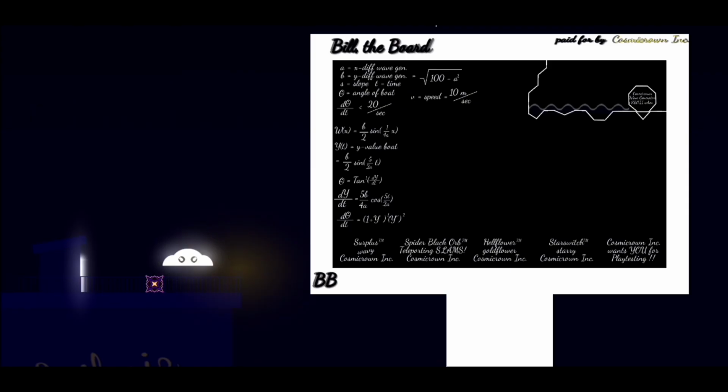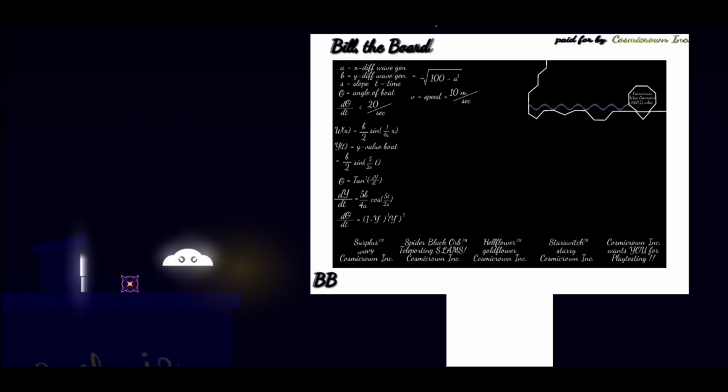Interesting. The first things we need are variables to work with. So let's have these variables. Let A equal the x difference between the ends of the wave generator, and B the y difference of that. Also, S equals slope, T equals time, V equals speed equals 10 meters per second, and theta equals the angle of the boat. The theta dt is less than 20 per second.